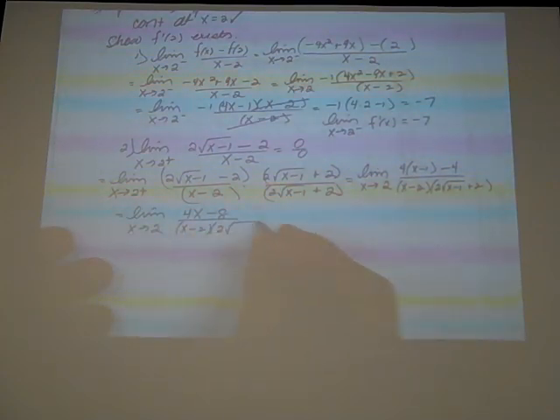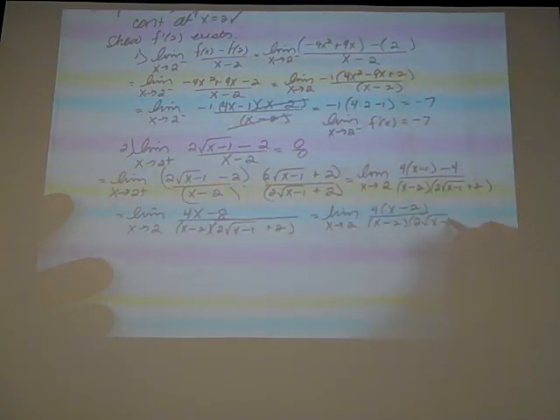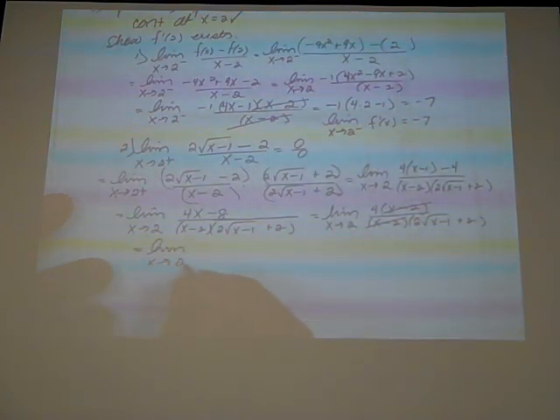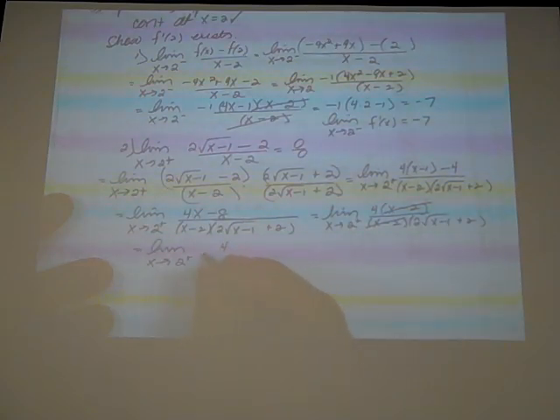Some of you probably already see what's going to happen next. That 4x minus 8, I can factor out a 4. There's that factor of x minus 2 that we knew had to show up somewhere. There it is. X minus 2 cancels out. We get limit x approaches 2 from the right. Oh my goodness, I stopped writing x approaching 2 from the right. 4 over 2 square roots x minus 1 plus 2.